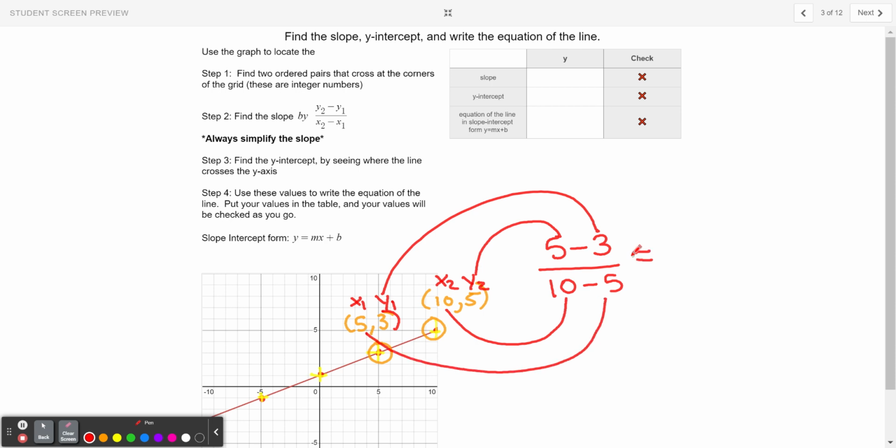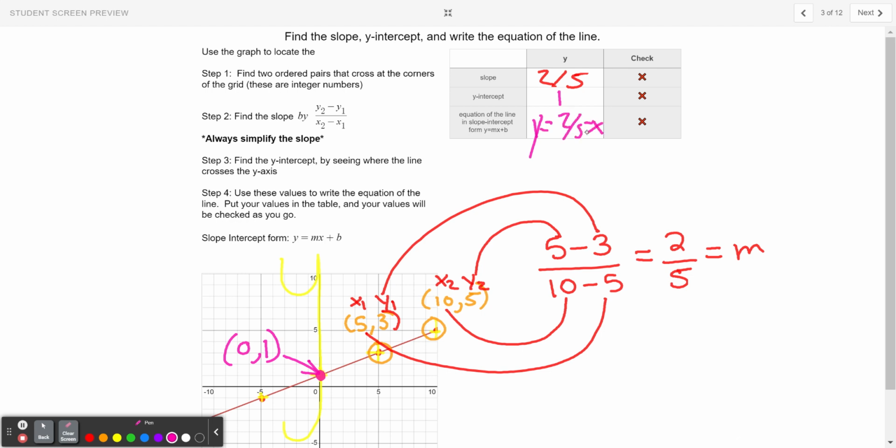And then you're going to simplify it to 2 over 5. And that's our slope because that's our movement. Now our y-intercept is where does our red line cross the y-axis? It crosses at a positive 1 because x is 0. So that's a 1. And then we put it all together, 2/5 x plus 1. And don't forget the y value because it's y equals.